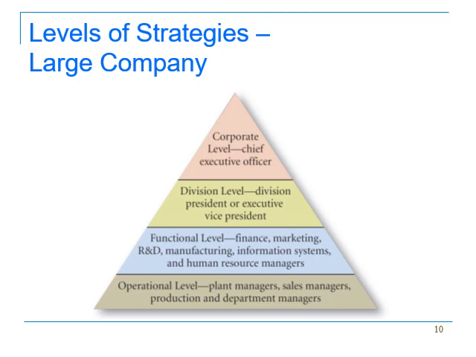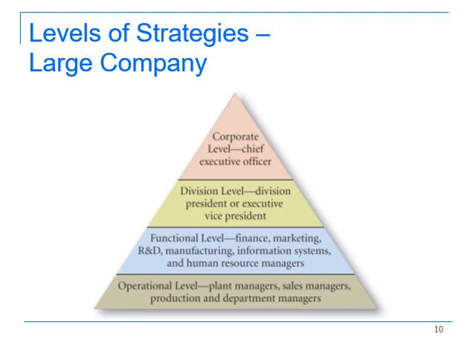As you can see here, in a large organization, there are actually four levels of strategies: corporate level strategies, divisional level strategies, functional, and operational strategies. You can also see the different designations who participate in the strategy development process. For the corporate level strategy, the chief executive officer is responsible, and for the divisional level strategy, the division president or executive vice president is responsible.